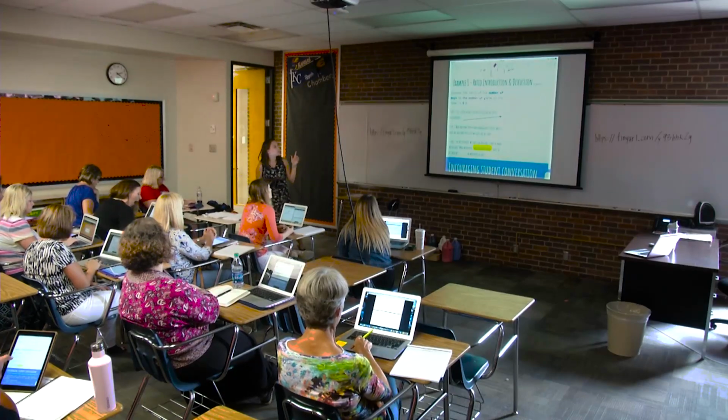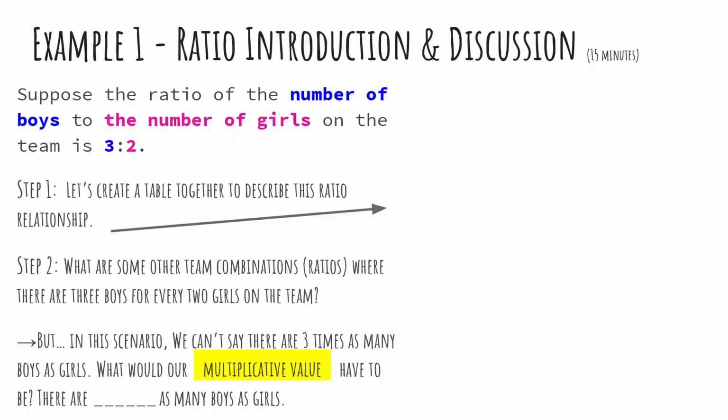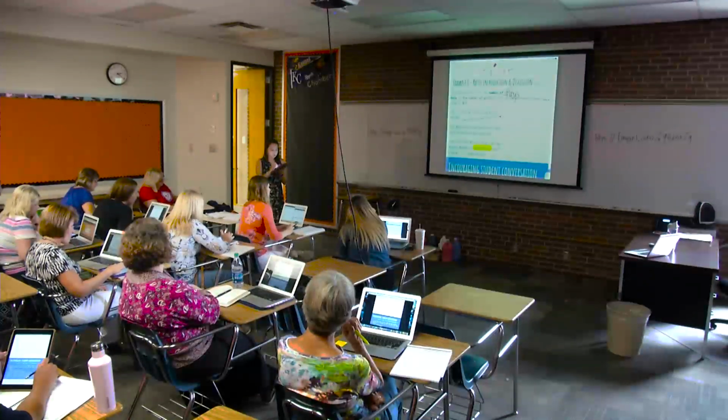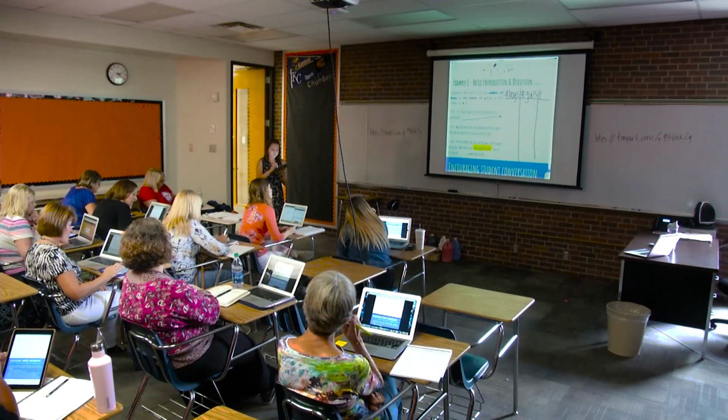We're going to keep talking about this problem, but we're going to create a little bit of a different scenario. What if my ratio of the number of boys to the number of girls on the team is 3 to 2? What would my table look like? So I would prompt them, and I'll prompt you, to fill in this table again with our new numbers: number of boys, number of girls, and the total.